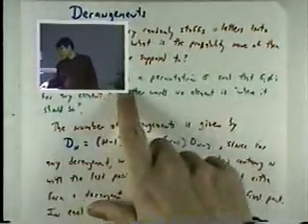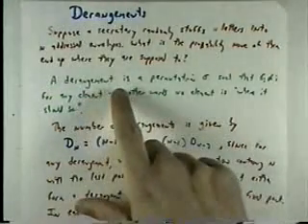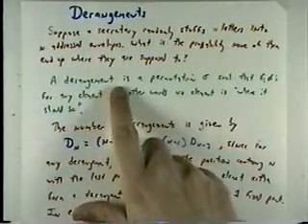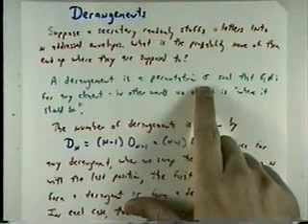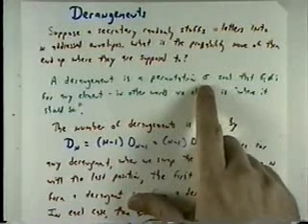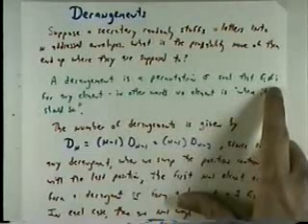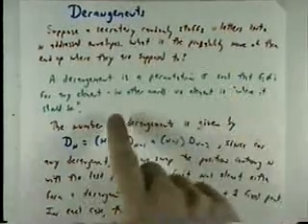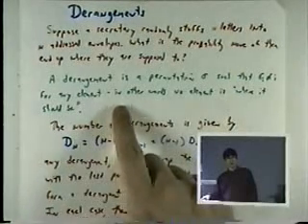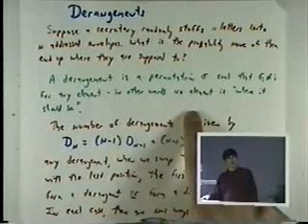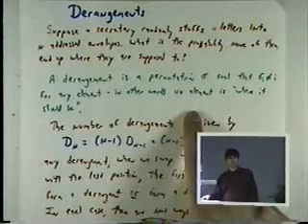Well, the number of derangements of a given n. A derangement is a permutation of the numbers 1 through n such that the ith element is not equal to i for any element. A derangement is a permutation where no element is where it should be. That's what we call a derangement.